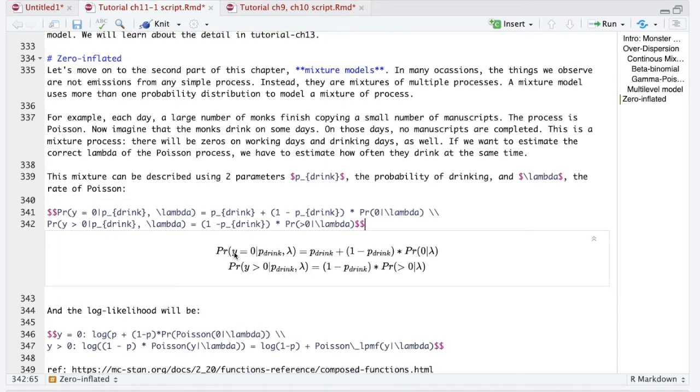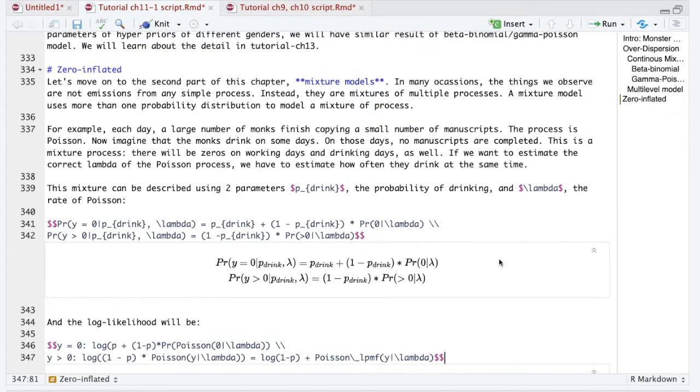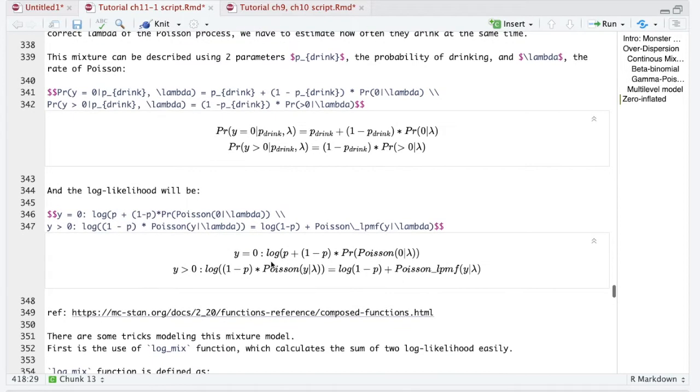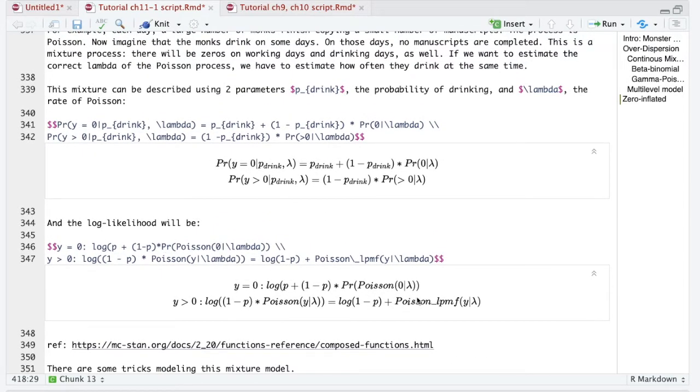When we observe that the outcome, the completed manuscripts, is zero, it can either be that the monks are drinking that day, or they are not drinking, but they just can't complete any manuscript on that day. When we observe at least one manuscript, the monk must not have been drinking that day, and the monk must have completed at least one manuscript. These two formulas are just the mathematical version of the story I just told you. The next step is to make Stan understand our math story, and Stan only understands the log likelihood version of the statement. So we just need to take the log of both of these two formulas.